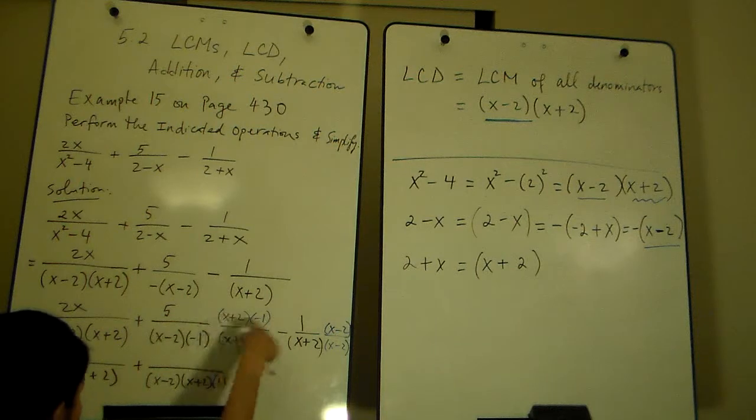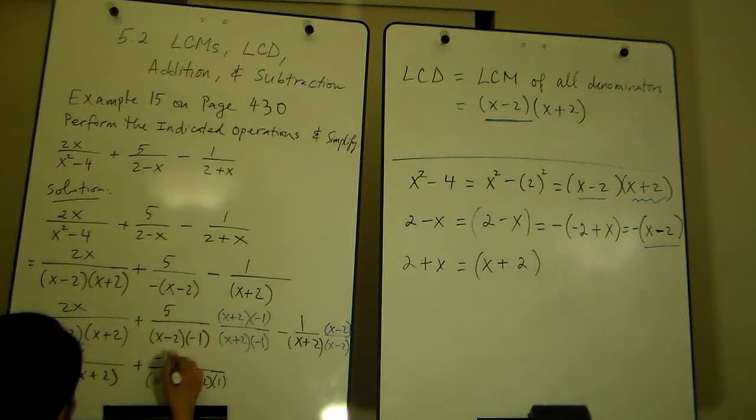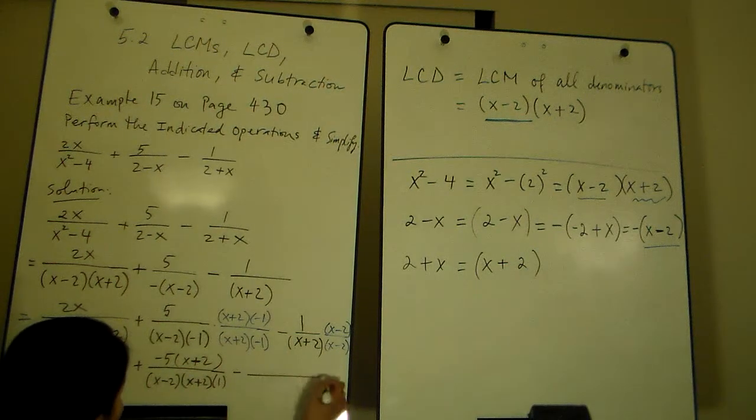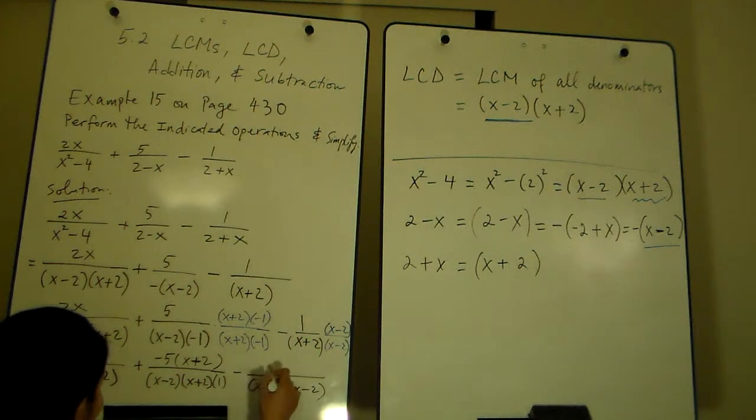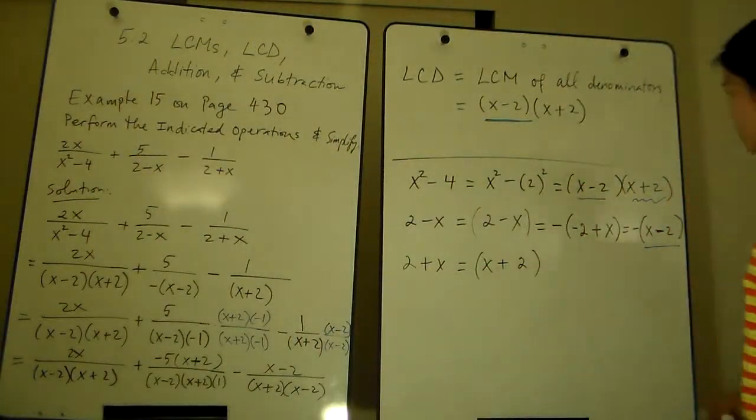5 times all these, okay, numerator times numerator is 5 times negative 1 is negative 5 times x plus 2. Negative here. X plus 2 times x minus 2. Multiply denominator with denominator, numerator with numerator. So 1 times x minus 2 is x minus 2. Alright, let's simplify.